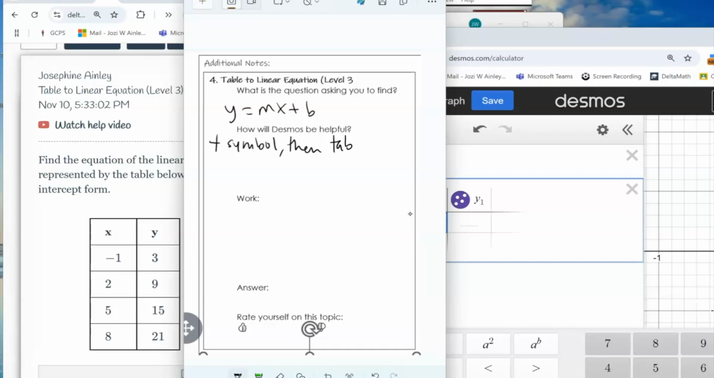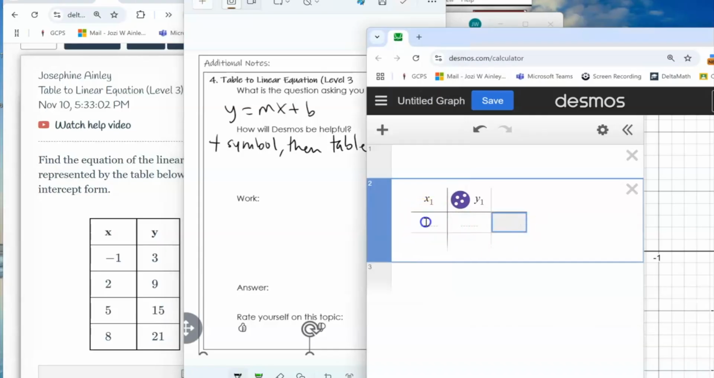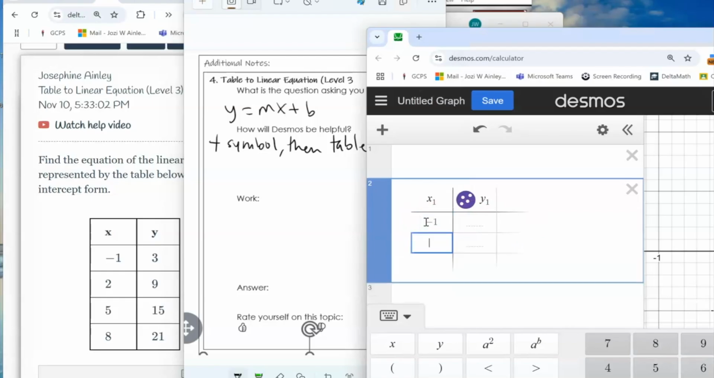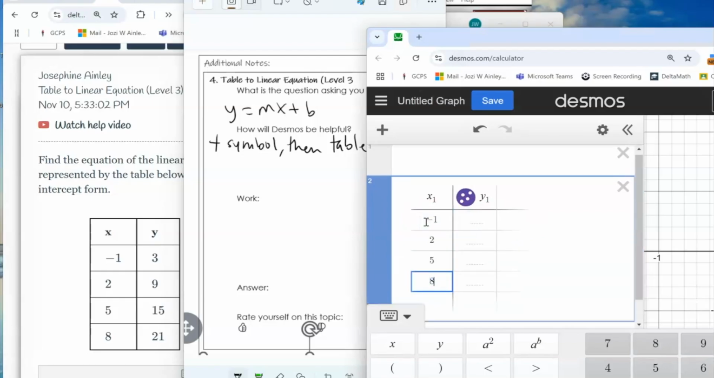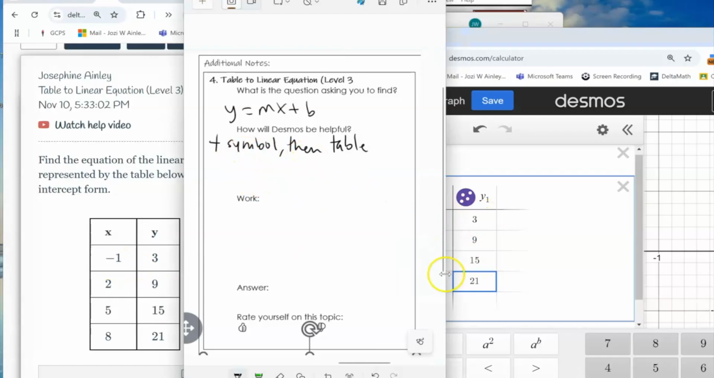This is a quick reference sheet for you so that you can use it on your test. Input your numbers. So it's going to be -1, enter, 2, enter, 5, enter, 8. Then here, 3, enter, 9, enter, 15, enter, 21. Please double check your numbers to make sure you entered the right thing. So plus symbol, then table, type it in. Type in question. These are notes to me. You write notes to you.